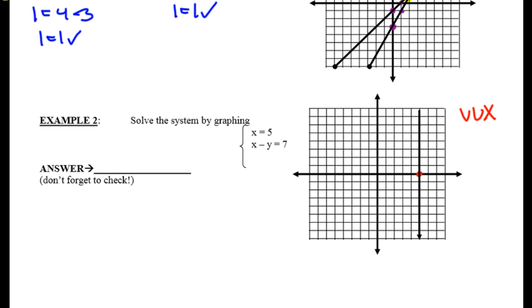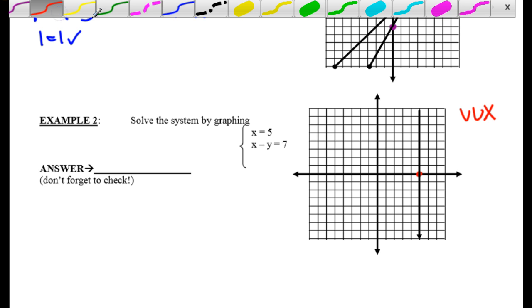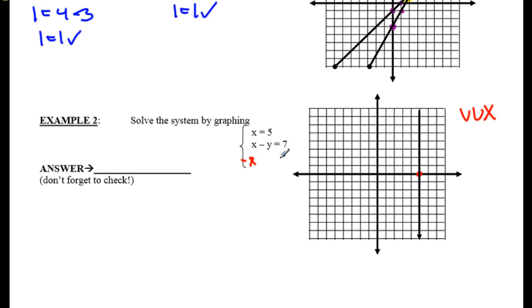Alright, so that's one of our lines in our system. Now the second line is not in slope-intercept. We need to take that x minus y equals 7 and change it. So we're going to do minus x on both sides. We now have negative y equals 7 minus x. And to get rid of the negative in front of the y, we're going to divide every term by negative 1.